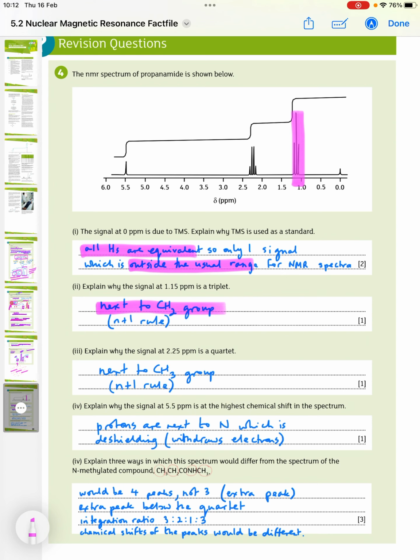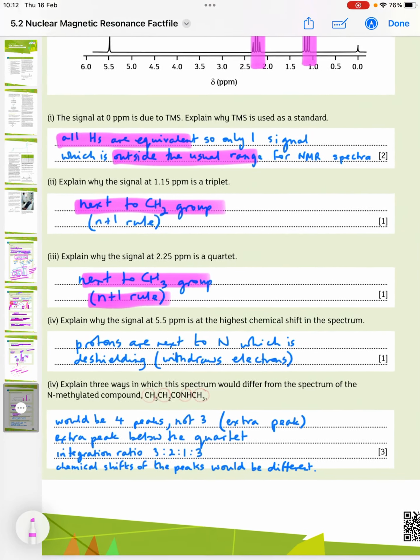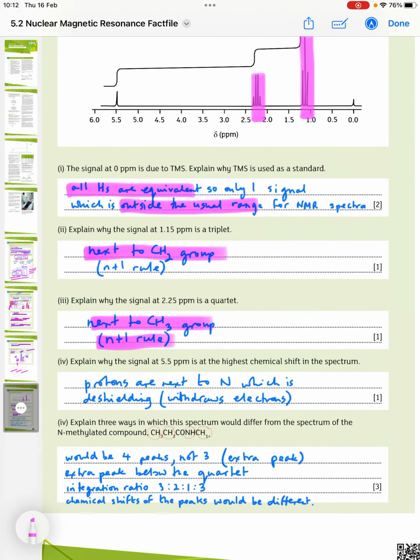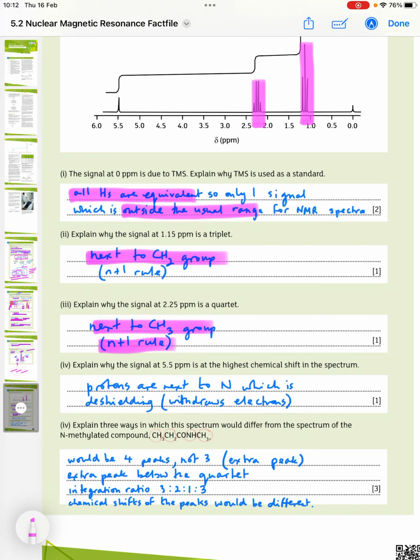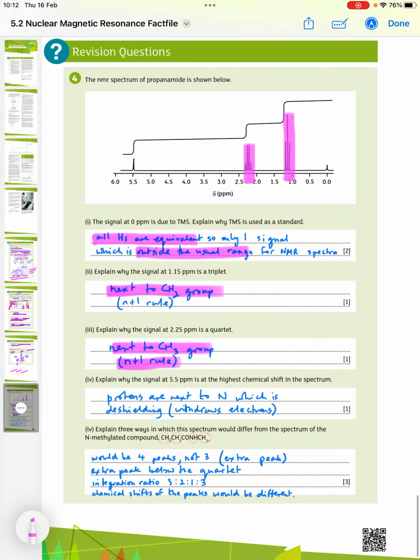Then explain why the signal at 2.25 is a quartet, and again the n+1 rule, so it's next to a methyl group. And explain why the signal at 5.5 is the highest chemical shift in the spectrum. Well, the highest chemical shift is generally, if it's up in this area, due to de-shielding. So what do we have here that could be causing de-shielding? Well, it's the nitrogen. So the protons are next to the nitrogen, which is de-shielding.